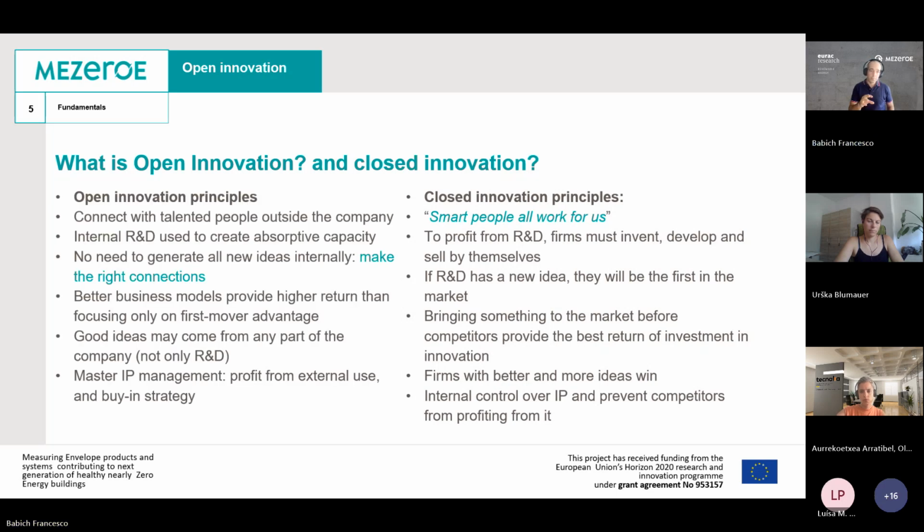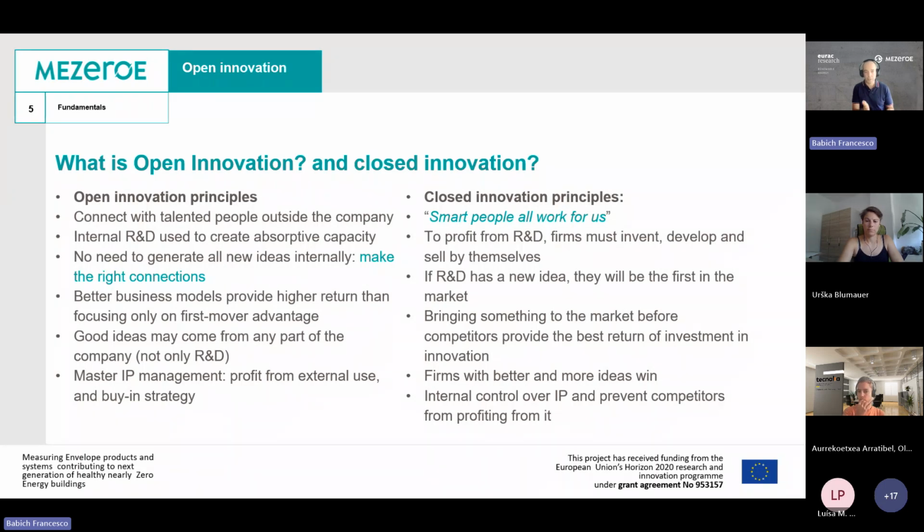Then we can move to open innovation. And the main difference is that here the focus is not to have all the smartest technical people within the company. You still need to have good people, but to make the right connections so that you are able to bring inside or bring outside what you think is valuable in a way that makes sense and profit for you.